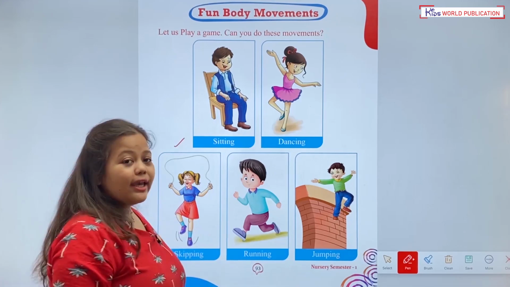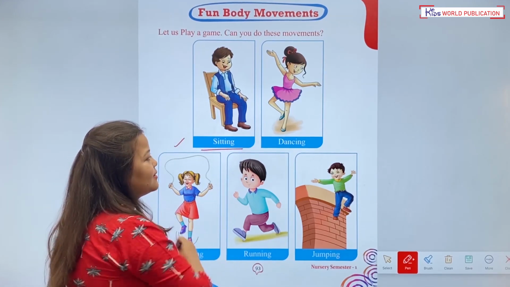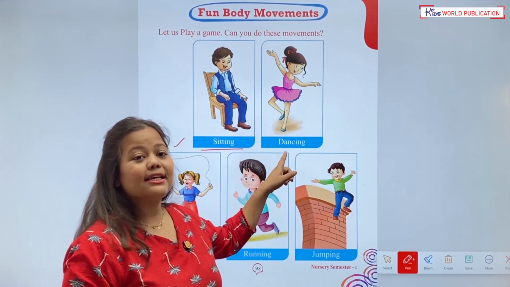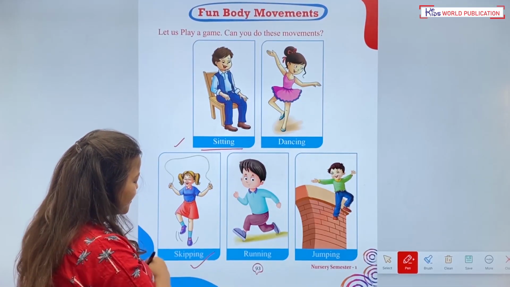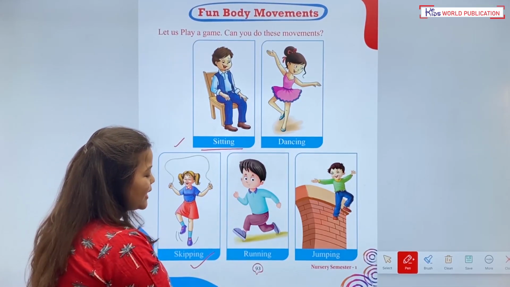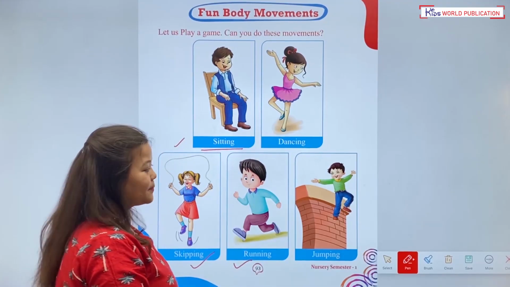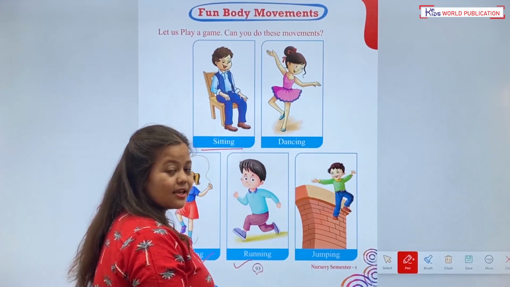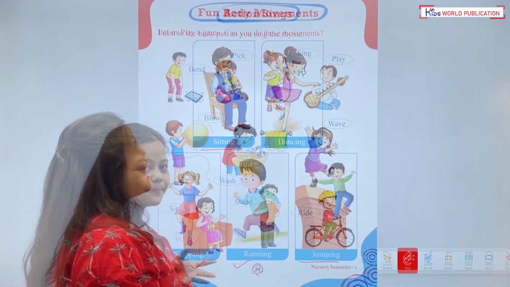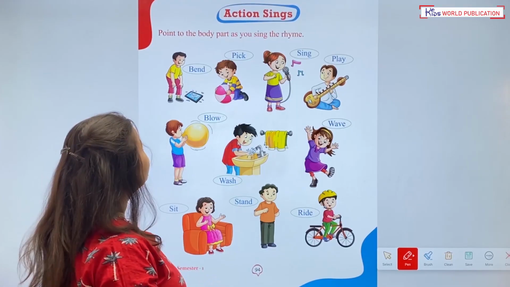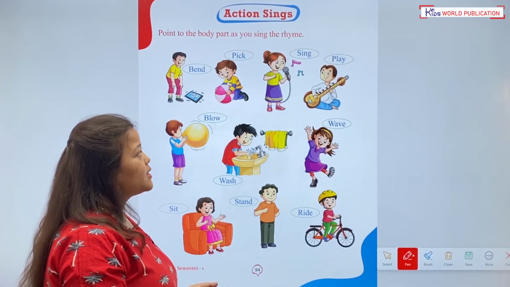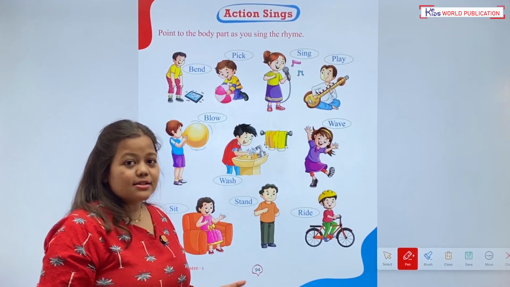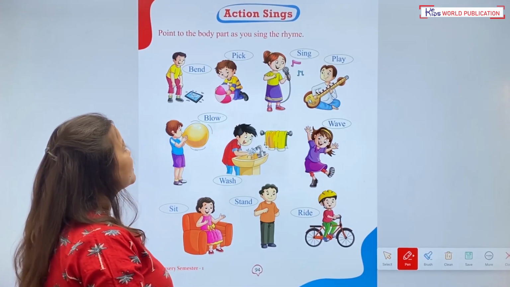So the boy is sitting. The girl is dancing. The girl is skipping. The boy is running. The boy is jumping. Action sings. Point to the body part as you sing the rhyme. So kids, let's learn some action words.